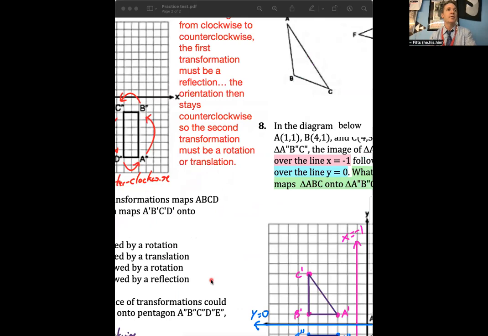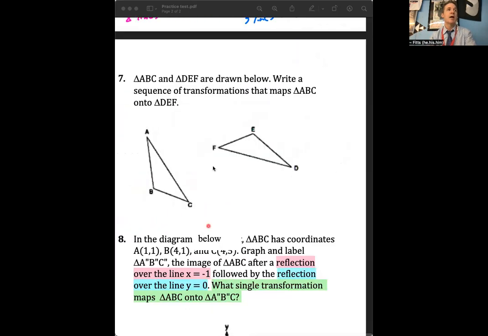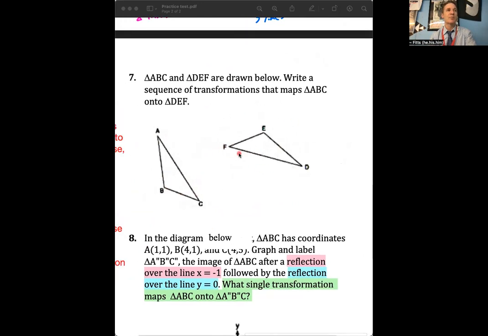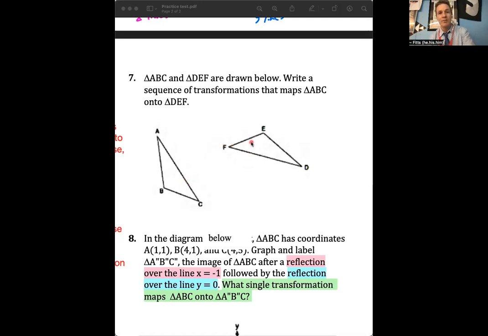All right, last one, number 7. Again, you check the order of the points. A, B, C is going this way. D, E, F is also going the same way. So since that's some sort of direct isometry, it looks like some sort of rotation. If it has to be a sequence of transformations, it would have to be either 2 reflections, or it could be a translation and a rotation, which kind of looks like that.